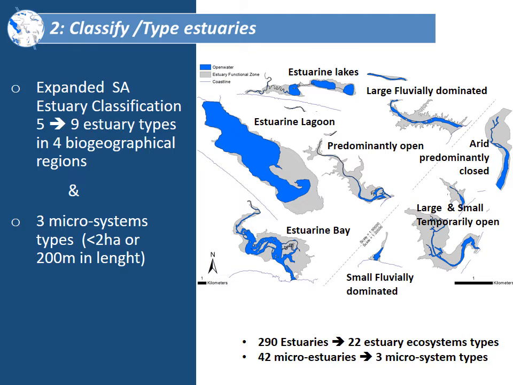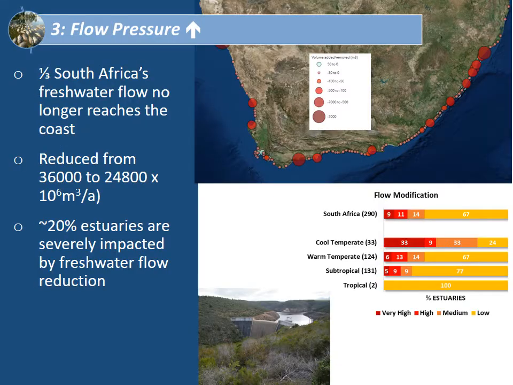Altogether, we've got 290 estuaries that group into 22 ecosystem types. We also have 442 microestuaries. Next, we look at the pressures. There are going to be a few slides on pressures.